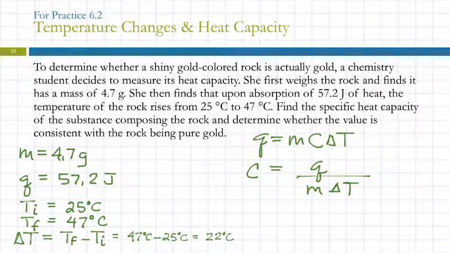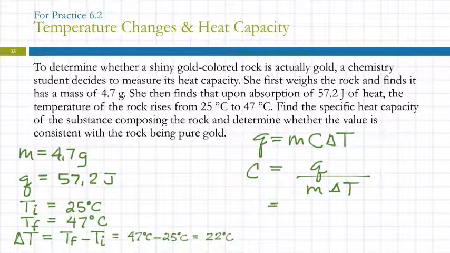A temperature change can be positive or negative. A positive temperature change means the temperature went up. A negative temperature change means the temperature went down. And so the sign is important here. So there's our delta T. So we can put these values into this equation.